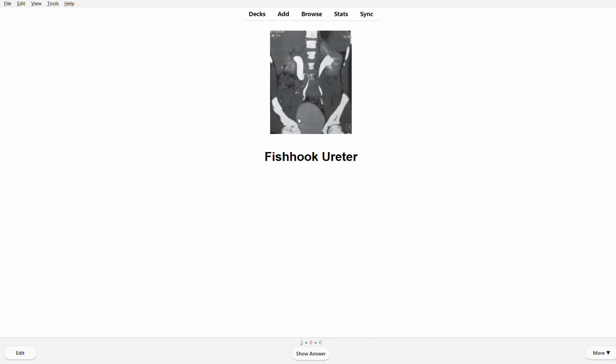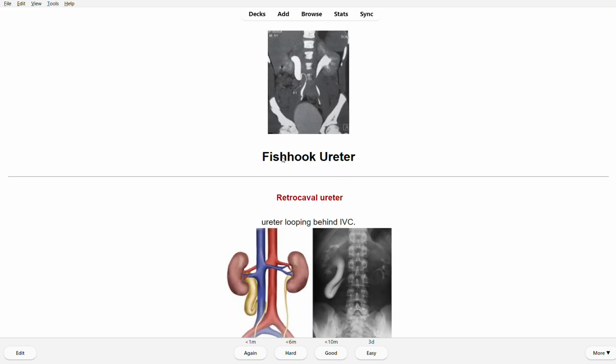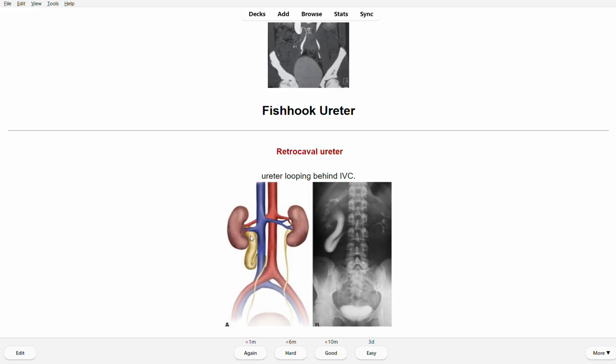See, the fish hook ureter is seen in which condition? It is seen in retrocaval ureter. The ureter loops behind the IVC and this portion is dilated, which forms the J-shaped or fish hook ureter.